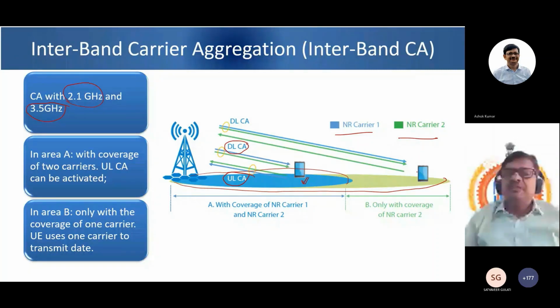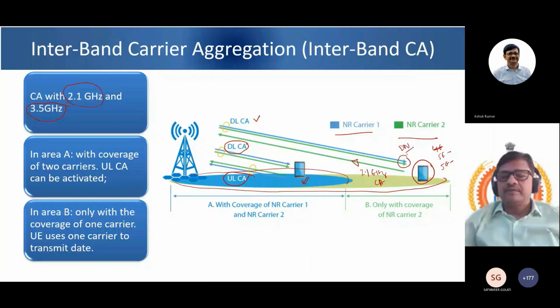But if the device is here in the greener area, then in the downlink direction it will get both the 5G carriers, NR carrier 1 and 2. So in the downlink direction it is using CA, but in the uplink direction it is only using the 2.1 gigahertz band. So there is no CA in uplink. There is CA in downlink only.